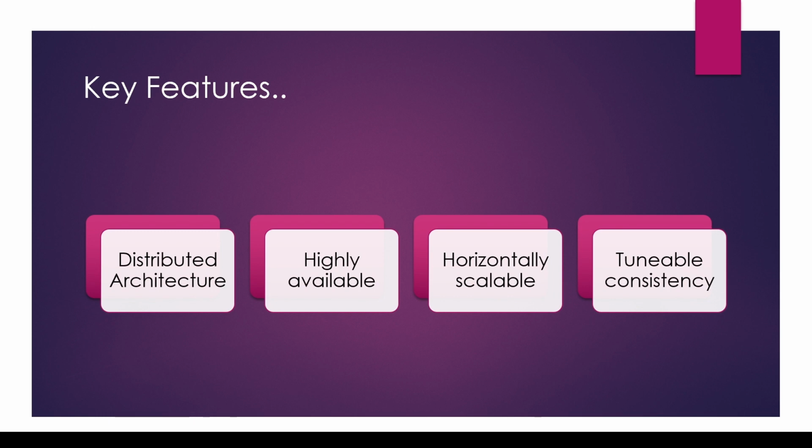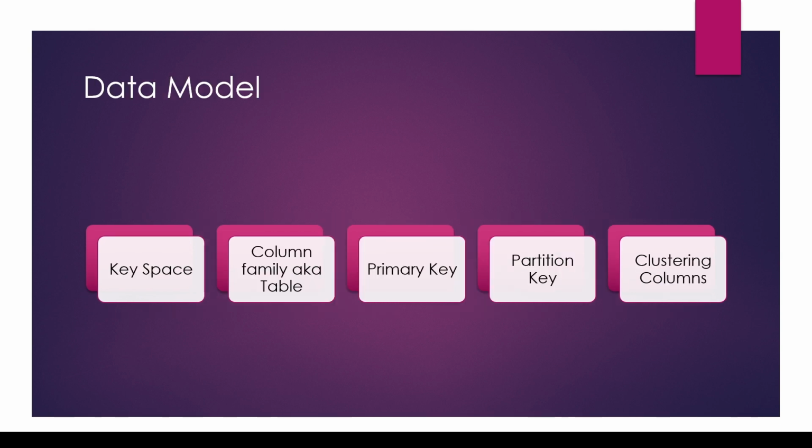And if we want more availability, then we'll have to trade off the consistency. So the accurate term for Cassandra is that it is tunable consistent. It's up to us how we configure this consistency. Moving on to the data model of Cassandra. Few terms that we need to understand when we talk about the data modeling in Cassandra: key space, column family, primary key, partition key, and clustering columns.